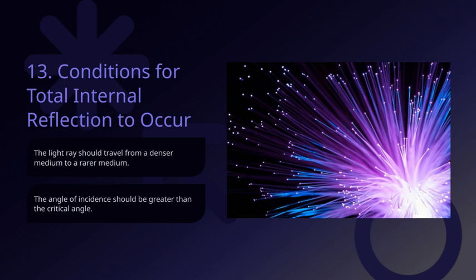It must be greater than the critical angle, which means the light hits the boundary at a steeper angle than this specific threshold. Additionally, for total internal reflection to occur, the light must be traveling from a denser medium to a rarer medium. This is key because it's only under these circumstances that the light is entirely reflected back into the denser medium, rather than refracting out into the less dense medium.